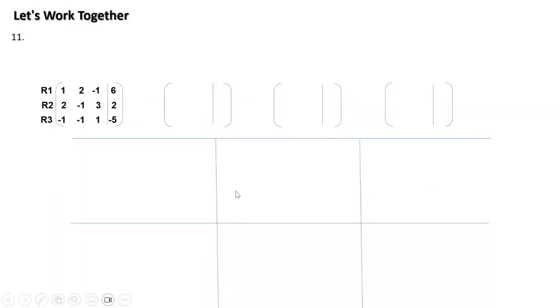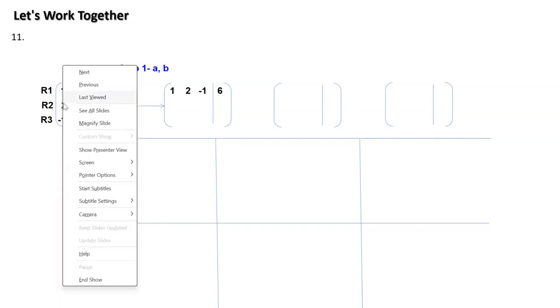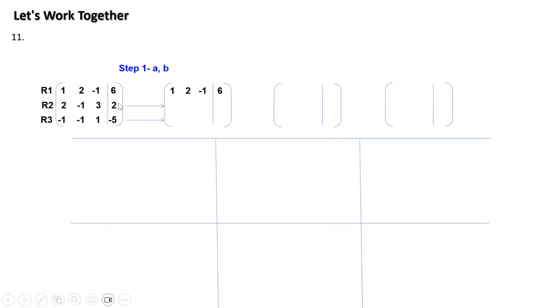Okay. Now, let's do one together then. So again, right. So this is step 1. Step 1, right, it has 2 parts. So where the 2 must be a 0, and where the negative 1 is on the first column must be a 0. Which means, right, step 1, we're going to keep row 1. So here, guys, I'm going to multiply negative 2 times row 1 and add it to row 2.